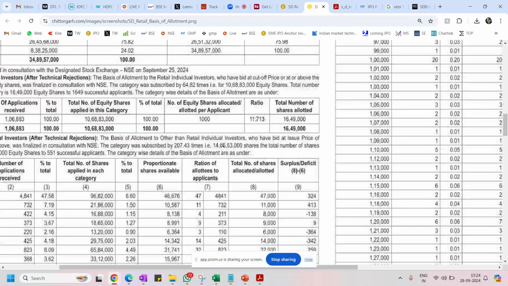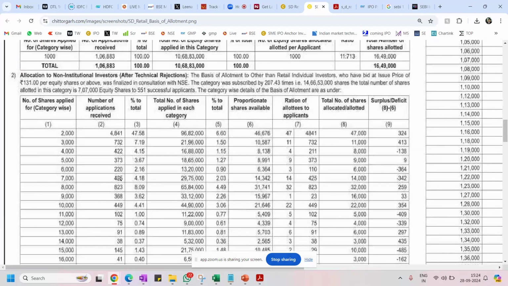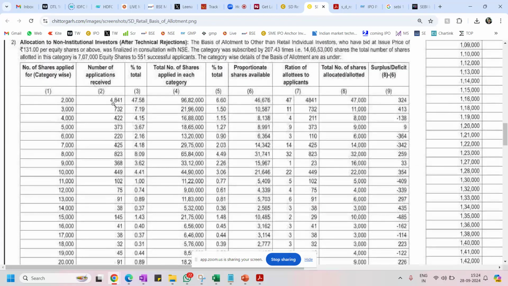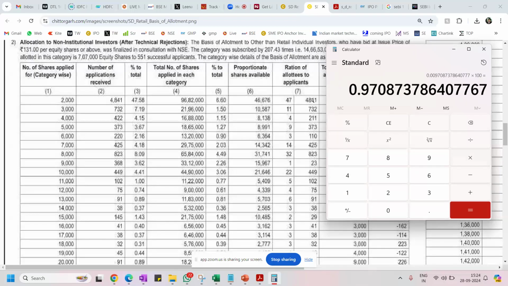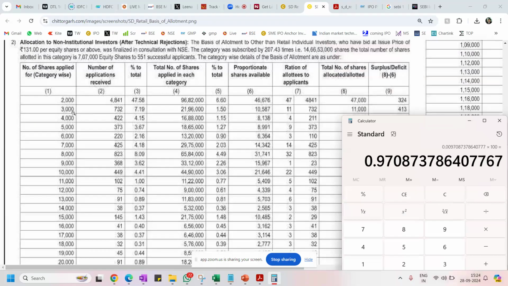For example, for 2,000 shares, that means 2 lots, there were a total of 4,841 applications, which is 6.6% of the total subscription, and proportionately they were able to allocate only 47 out of 4,841. So around a 0.97% chance was there for people who applied for 2 lots.